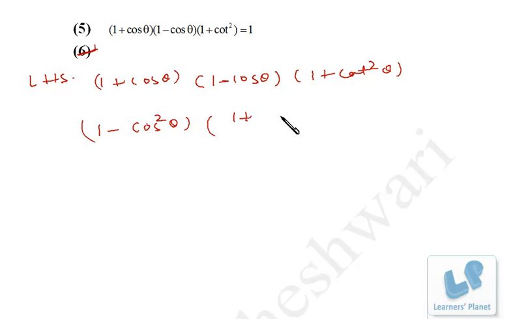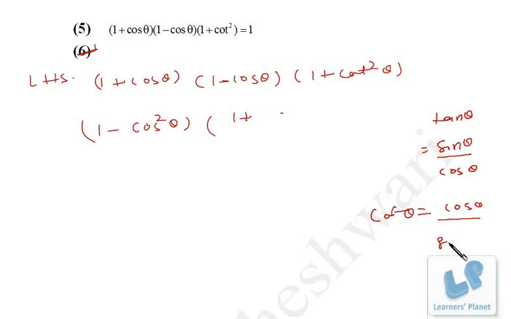And cot square theta can be written as, see, tan theta is what? Sin theta by cos theta. So cot theta will be what? Cos theta by sin theta, because tan theta into cot theta is 1, or they are reciprocal of each other, right? So instead of cot square theta, what I can do? Cos square theta by sin square theta, right? Now 1 minus cos square theta is what? It's sin square theta, because sin square theta plus cos square theta is 1.